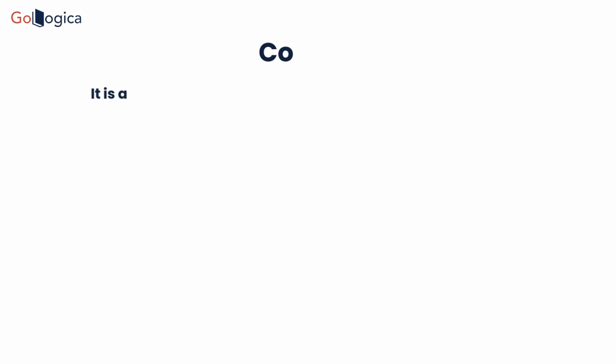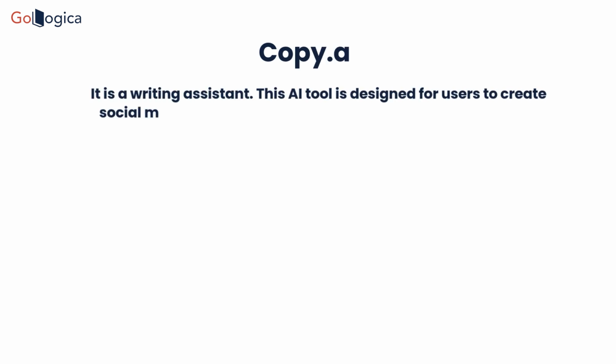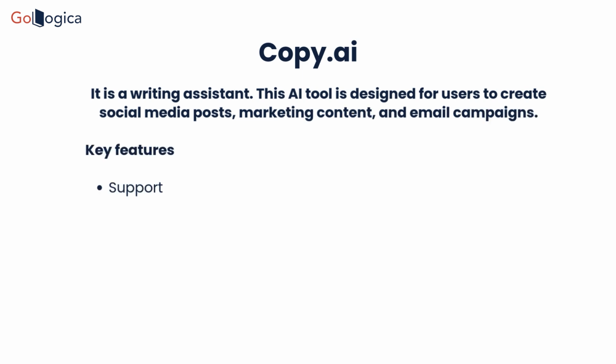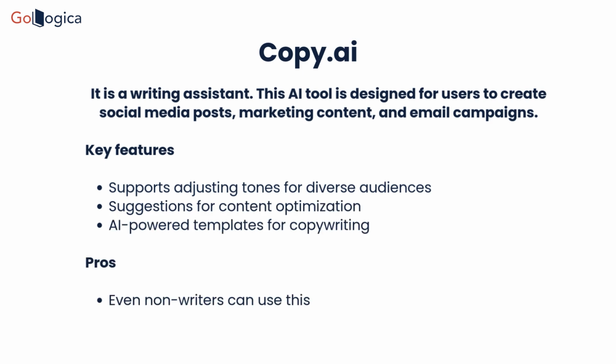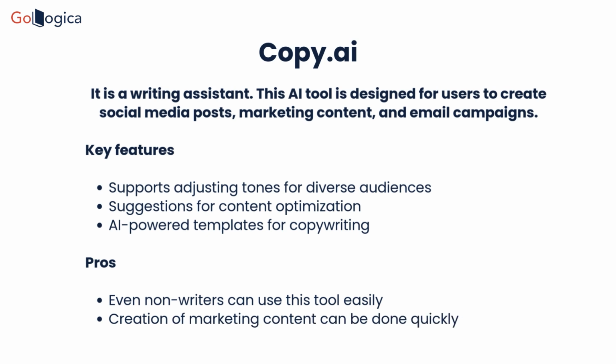Copy.ai. It is a writing assistant used by designers and users to create social media posts, marketing content, and email campaigns. Key features: it supports adjusting tones for diverse audiences, suggestions for content optimization, AI powered templates for copywriting. Advantages: even non writers can use this tool easily. Creation of marketing content can be done quickly.